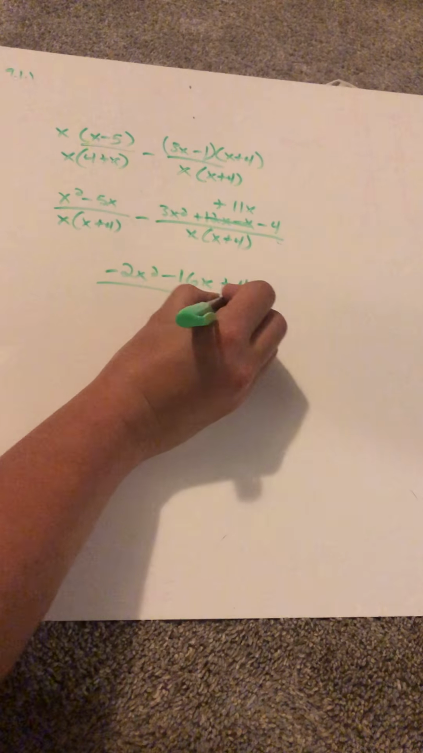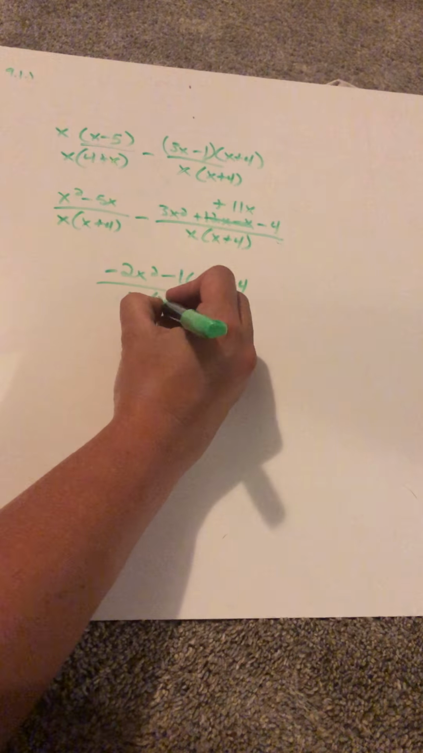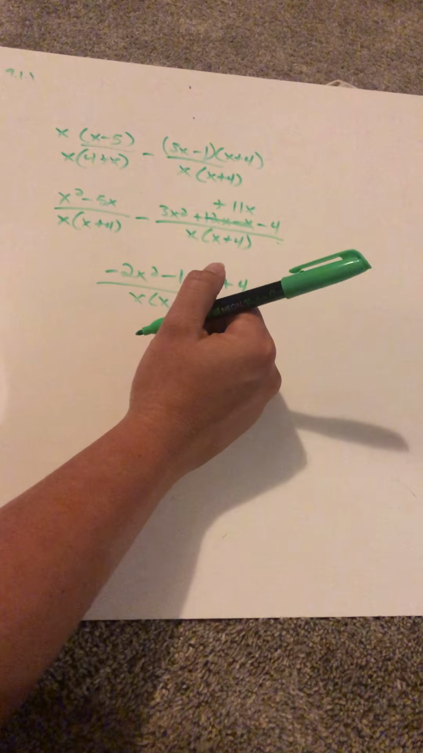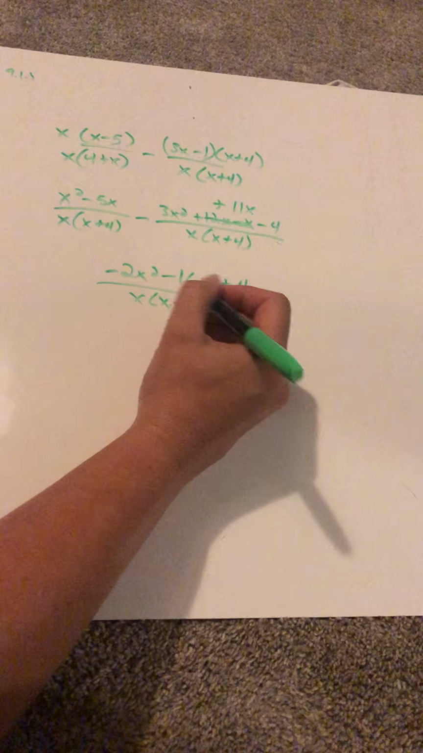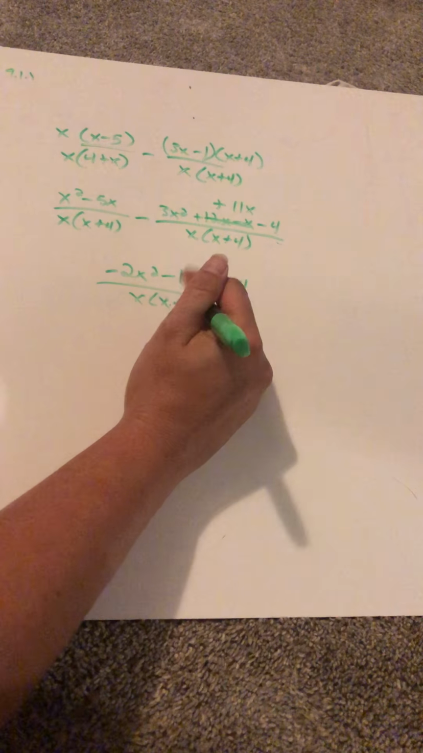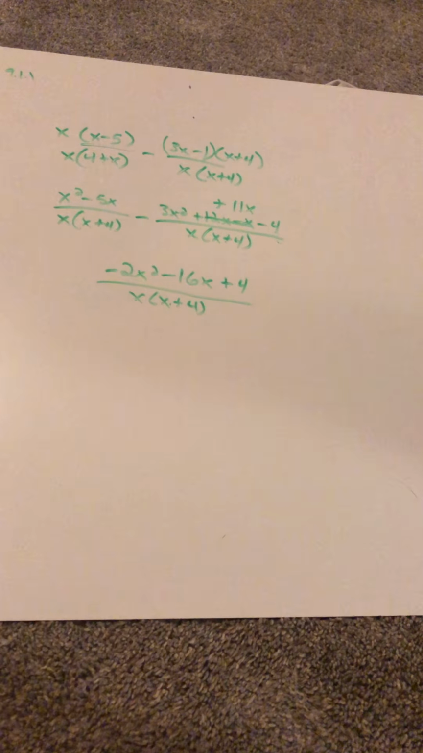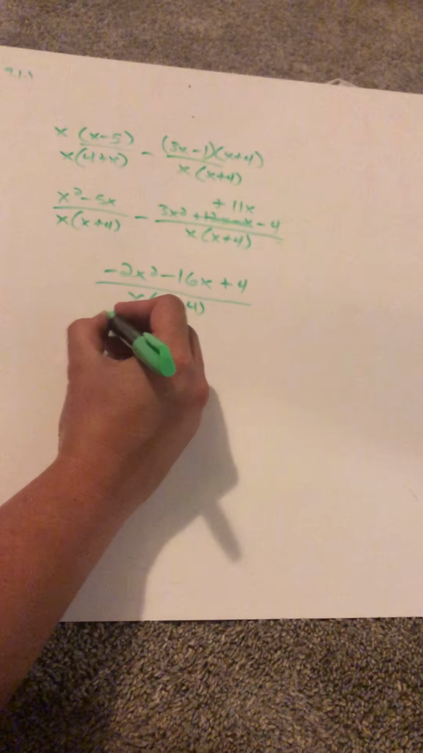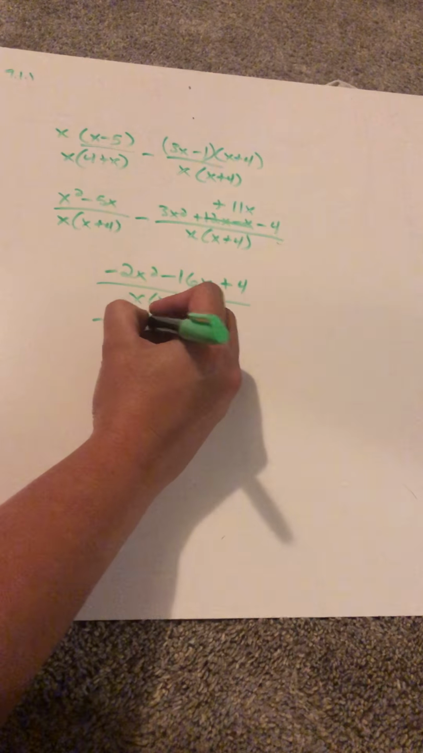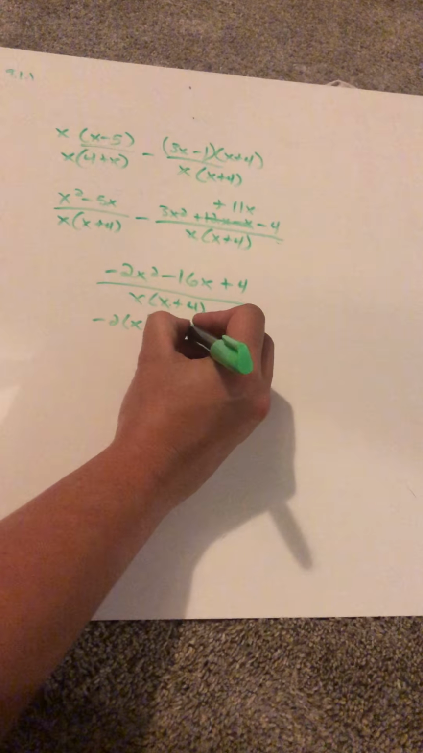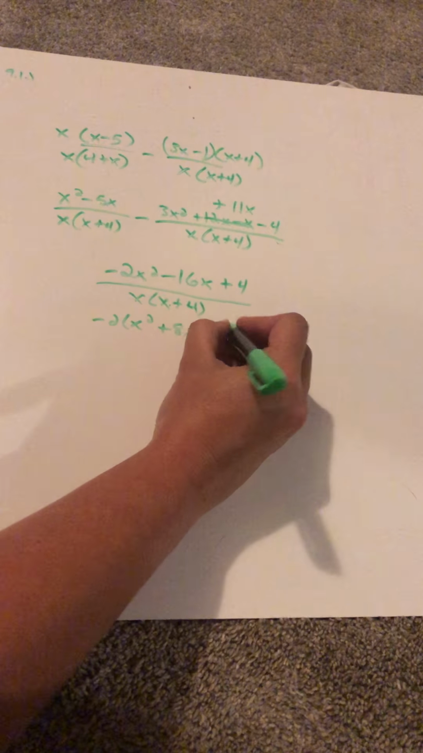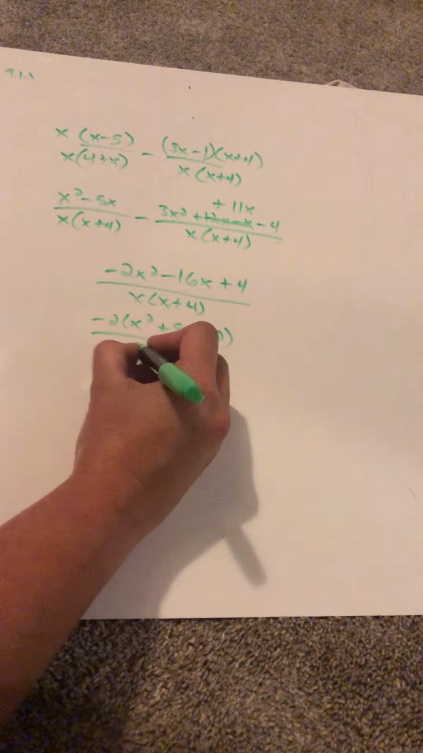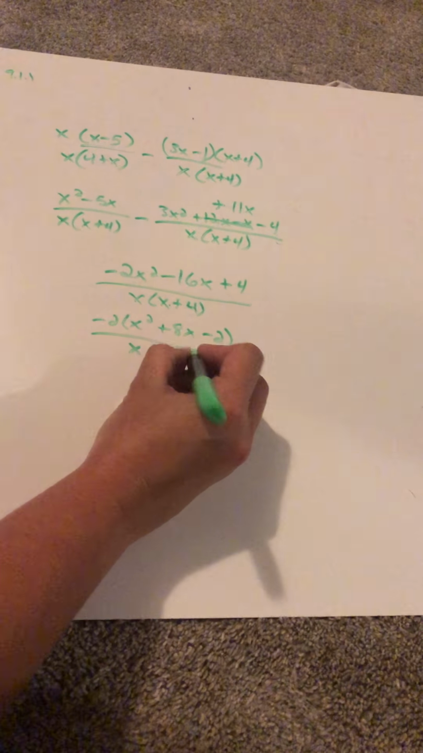The bottom, of course, is going to stay the same. Okay. And then from here, once it's all in one, that's when you would look to see if you have anything that would cancel. See if this top part factors or anything like that. Alright, so if I take a negative 2 out, I would get x squared plus 8x minus 2, and that right there is not going to factor, so nothing's going to cancel. So this would be my final answer.